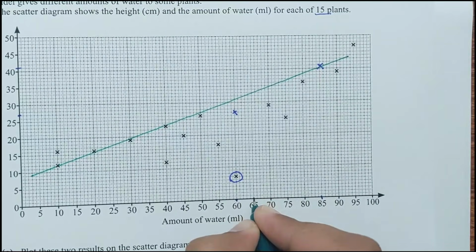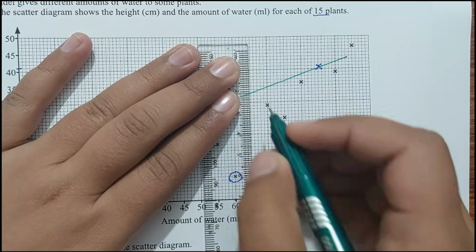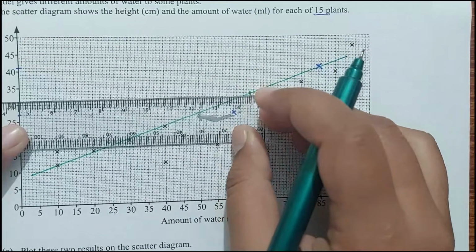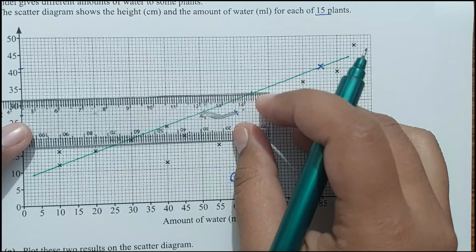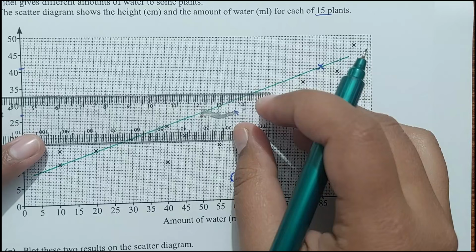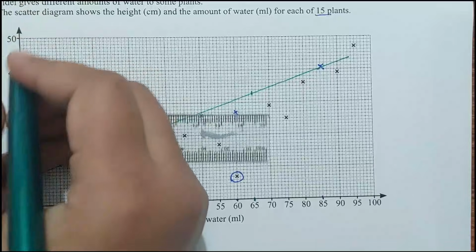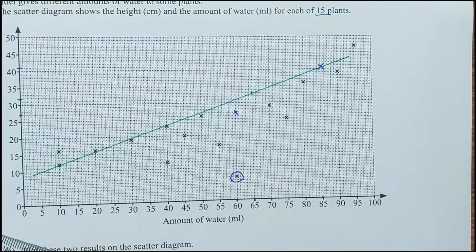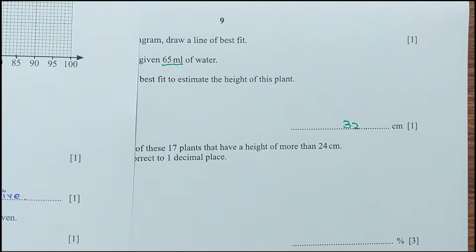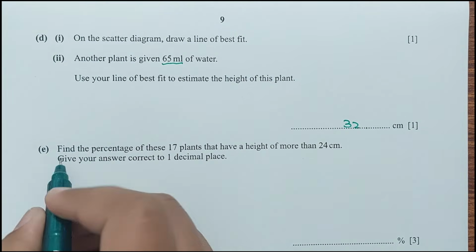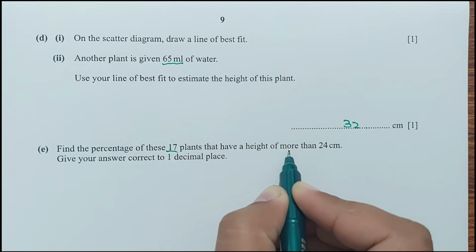65. Okay, we have to find out the height of that plant. Okay. This is 32. Right. 32 is the height of that plant. 32 centimeters.